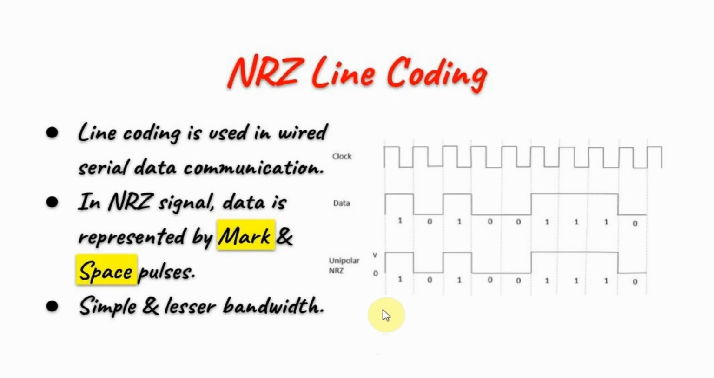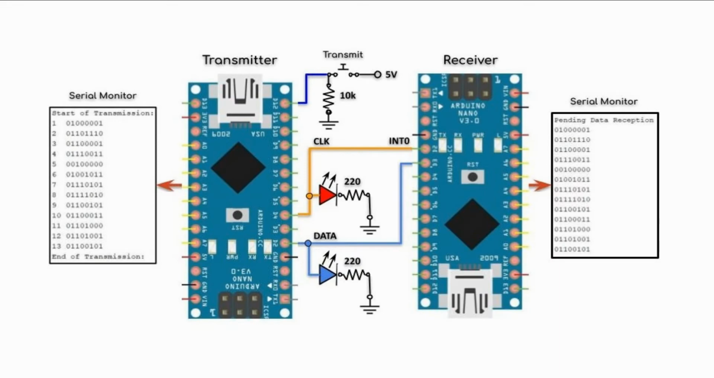There are other types of line coding used in serial data communication, which will be covered in future videos. NRZ line coding is simple and uses lesser bandwidth compared to the other line coding schemes. A block diagram of the implemented system is shown here.